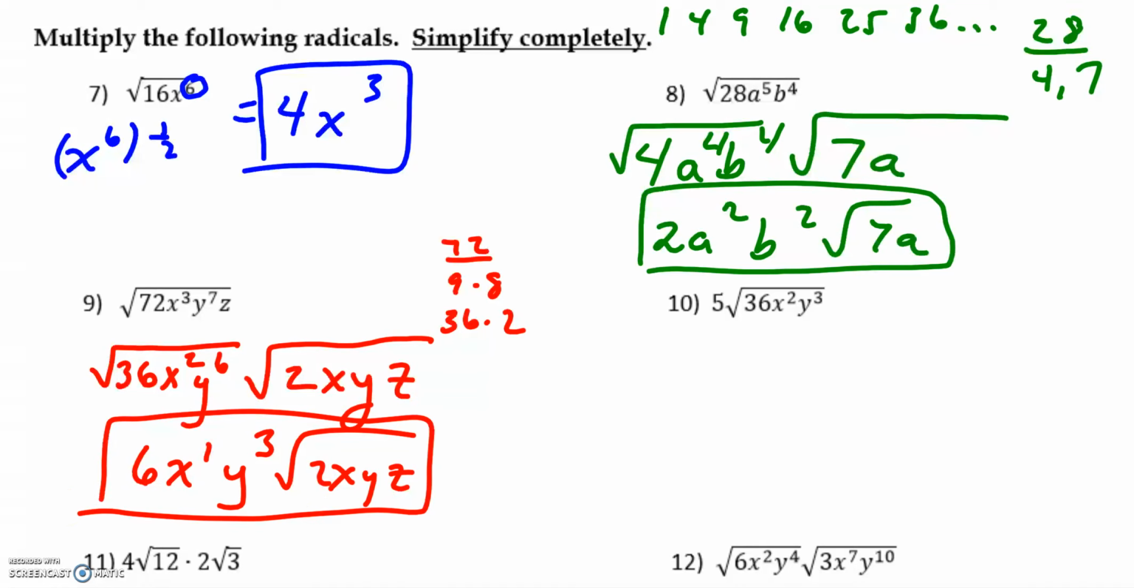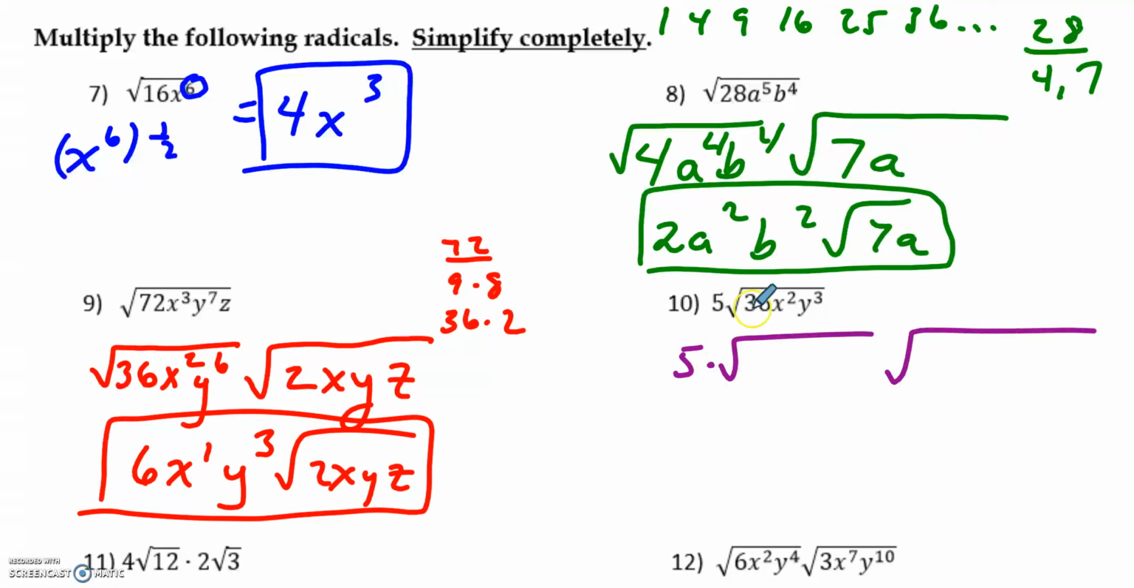Number 10. The reason this example is on here is because I like the 5 in front to remind you that that means you're multiplying. So if I look at just the radical first, I look to see if everything's perfect squares. The 36 is, the x squared is, but the y cubed is not. So let's leave the 5 out front and leave as a multiplication symbol.